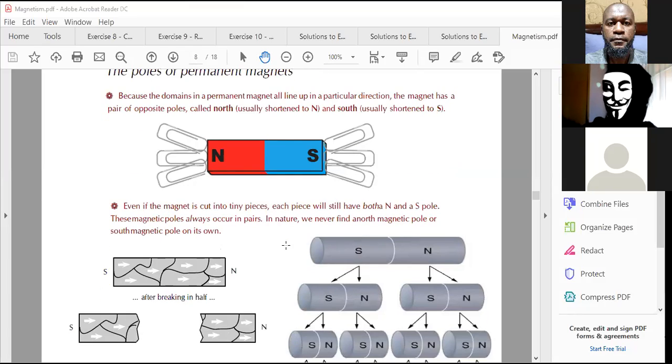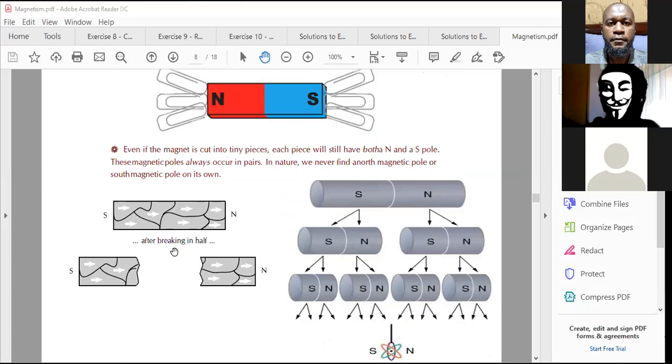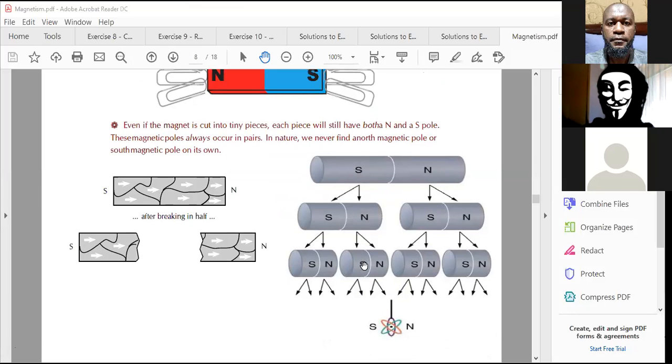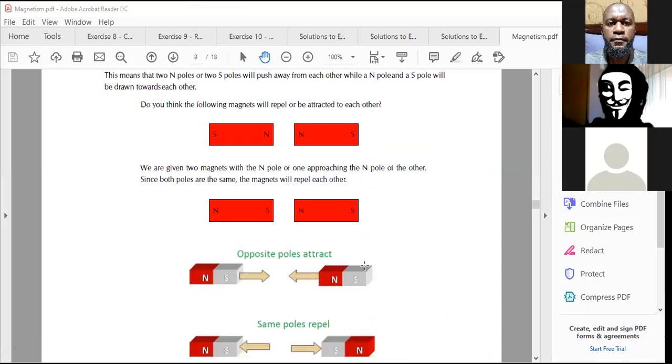All right, then you've got your magnet. If you break it into half, then you're still gonna have your north and south, north and south, north and south. So you still have your poles there. So there's no monopole. So you still have your two poles.